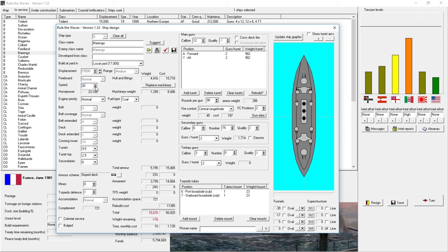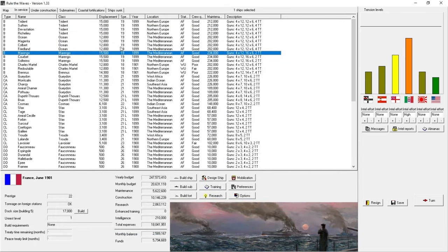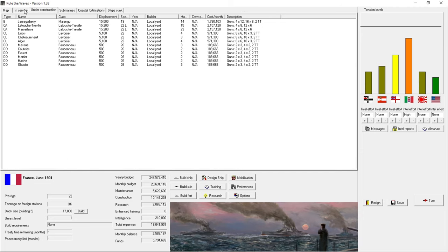Can we increase her speed? Nope. Can't increase her speed. Can't change armor in a rebuild. You can on the turrets, but not on anything else. You can change speed, but that doesn't really matter here. We could increase, I suppose, our secondary battery. Actually, if we do that, will it remove our penalty? Check. Rate of fire for secondary guns reduced by 40% due to lack of suitable training. So that didn't change. I'm not going to waste the money. So we'll just leave that as is. And I suppose we could lay down another heavy cruiser.